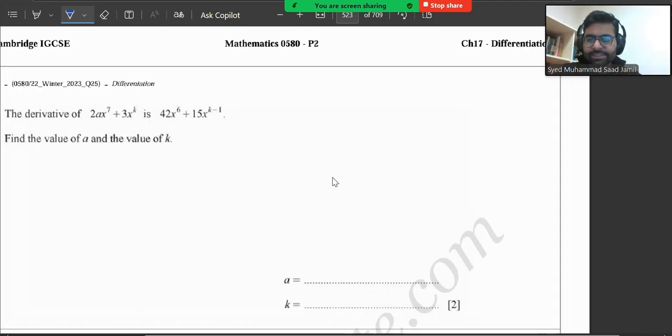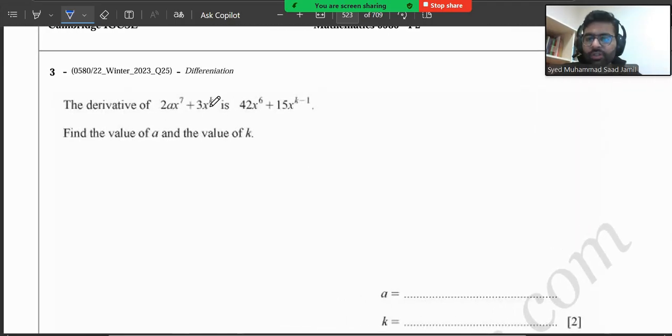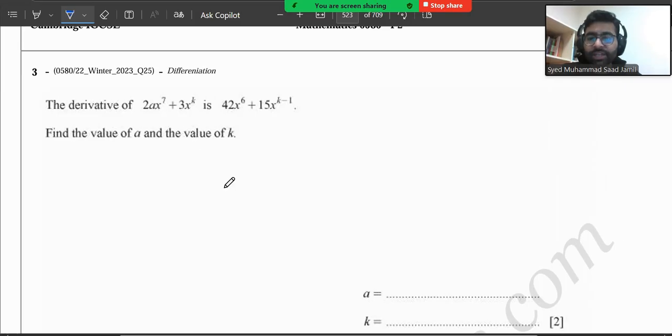Now it says the derivative of 2ax raised to power 7 plus 3xk is equal to 42x raised to power 6 plus 15x^(k-1). Find the value of k. They just want to make lives miserable for people. They complicate simple things, but we will find a way.